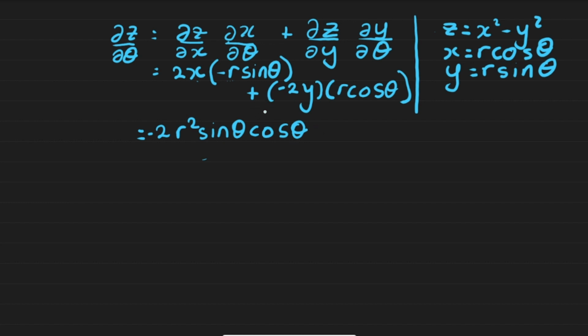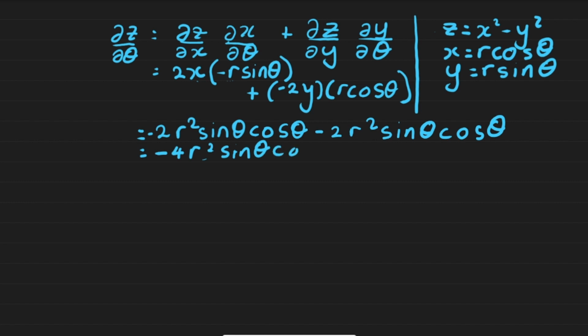And then the second part of the equation, we have minus 2y, so we'll write the minus again. And y is r sine theta, so we substitute that in. We get minus 2, again, r squared sine theta cos theta. So these two terms are the same, so we can just add them together. So minus 2 is minus 4. So we're left with minus 4 r squared sine theta cos theta.